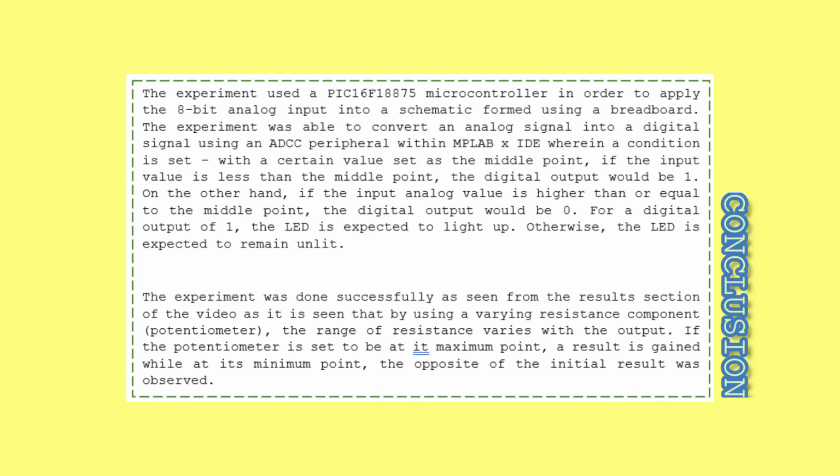The experiment was done successfully as seen from the results section of the video, as it is seen that by using a varying resistance component or a potentiometer, the range of resistance varies with the output. If the potentiometer is set at its maximum point, a result is gained, while at its minimum point, the opposite of the initial result was observed.